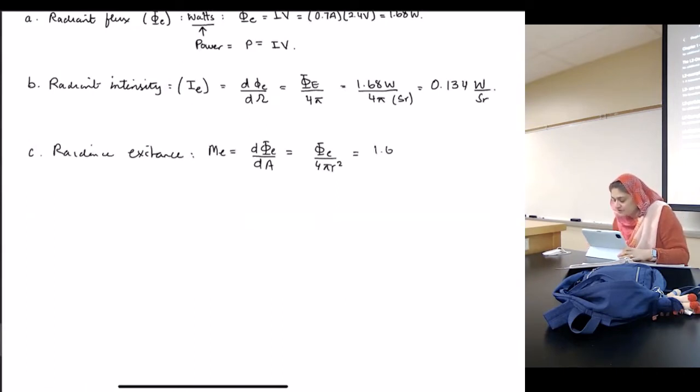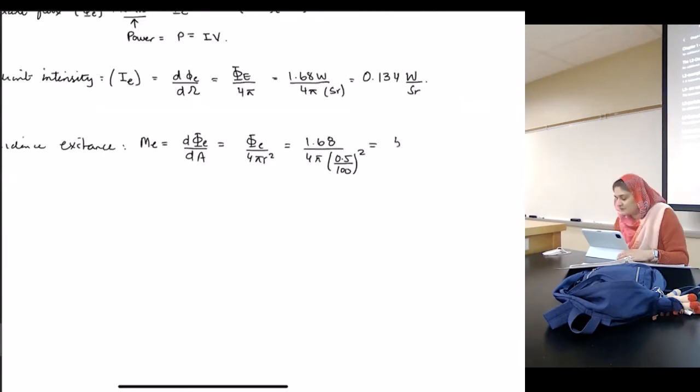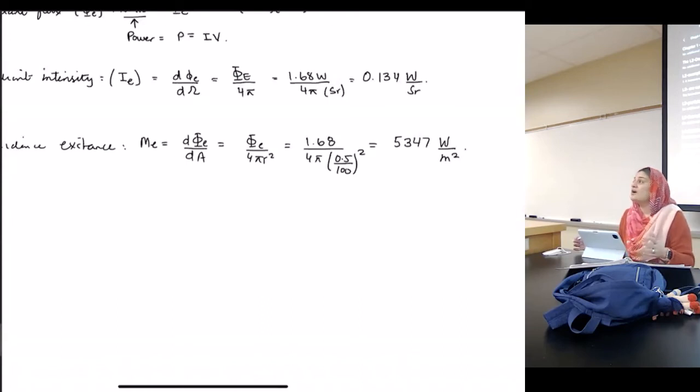Okay, so somebody tell me the answer. So it'll be 1.68 divided by 4 pi times 0.5 divided by 100, squared. 5,347. Ignore that. I'm going to ignore the 0.6 in front of the 5,000. Yes. The question asks for it in watts per centimeter. Oh, it does that? Oh, okay. I did not have the question in front of me. Convert, leave it in centimeters then.